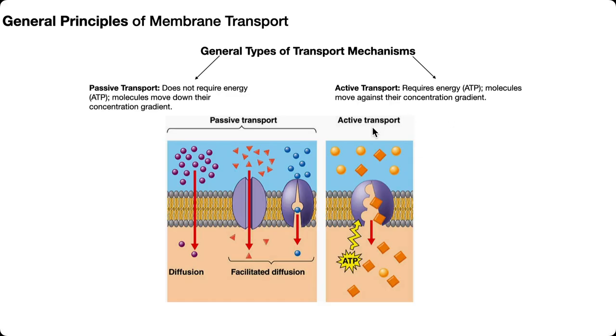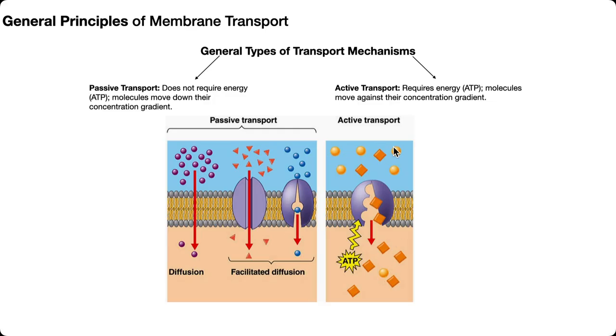All right. And then we have active transport. Active transport requires energy in the form of ATP. All right, and this is where we have molecules that are moving against their concentration gradient. All right, the pressure, or the concentration gradient, should be going in the opposite direction. But what we want to do is we want to pump it against the concentration gradient.